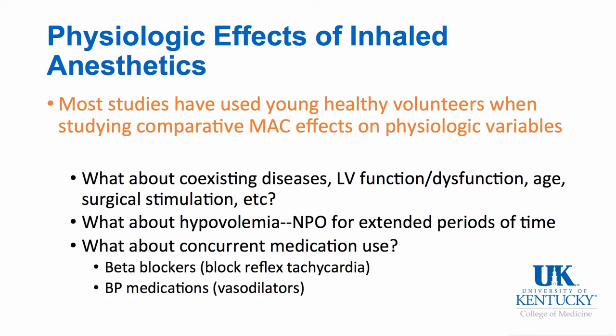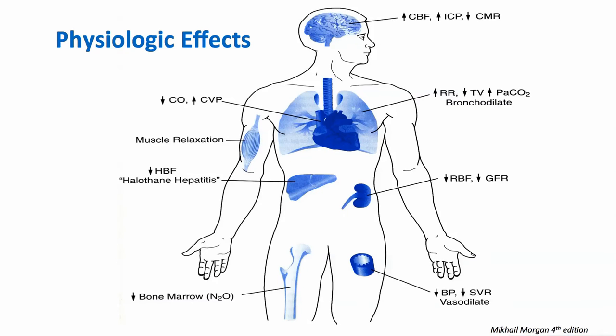What if they're taking a beta blocker? They're not going to get the same reflex tachycardia that they would probably without the beta blocker. What if they're taking vasodilators? May drop the pressure more. So you can see some of the complicating factors when we compare physiologic effects of inhaled anesthetics. That being said, let's do our best to go over the characteristic physiologic effects of inhaled volatile anesthetics.